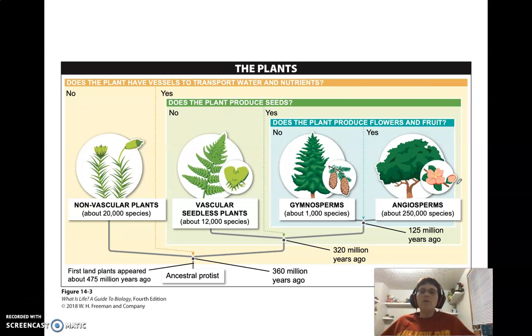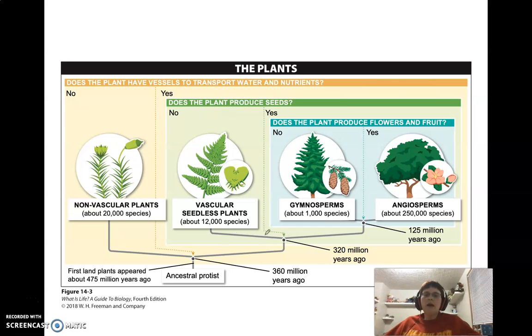Well, there are 4 major groups of plants, and these are the ones we're going to be looking at. We're going to take a look at their major characteristics, who is in these groups, and anything unusual about them. So the group down here at the base of the plant tree, you can see here's their ancestor. It was most likely a protist. We've got non-vascular plants. We've got a good number of these.